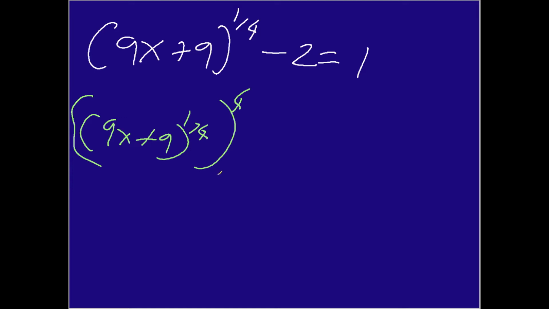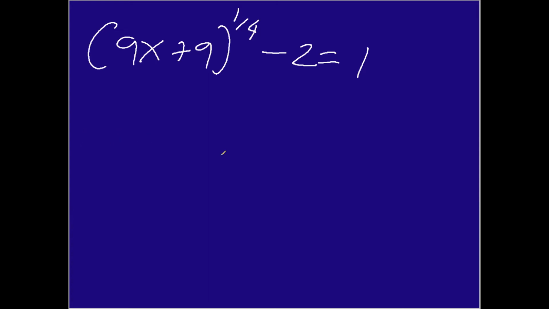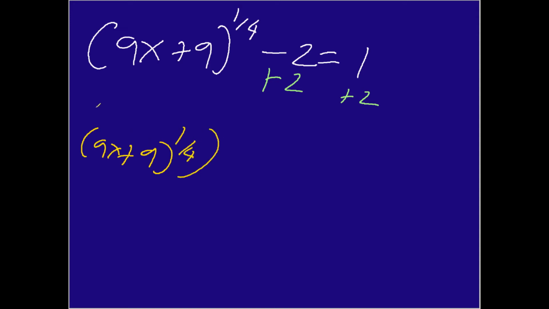Oh, but well, I forgot to do something before I do that. First thing I want to do is I want to take care of that minus 2. So I add 2 to both sides. And so now I can do my work, because let me show you what I'm going to do now. So now we have 9x plus 9 raised to the 4th power. And remember, we're going to raise to the 1/4, now raise to the 4th, equals 3. That's what we have here.